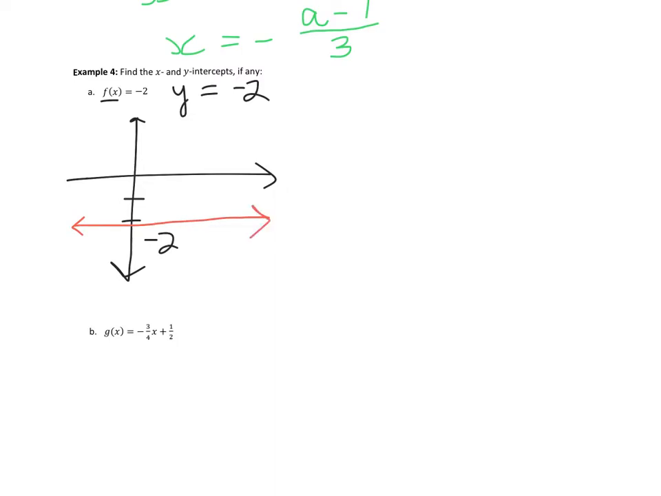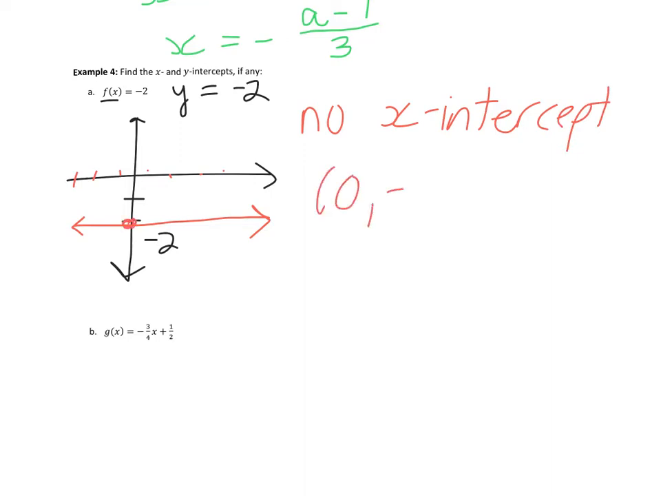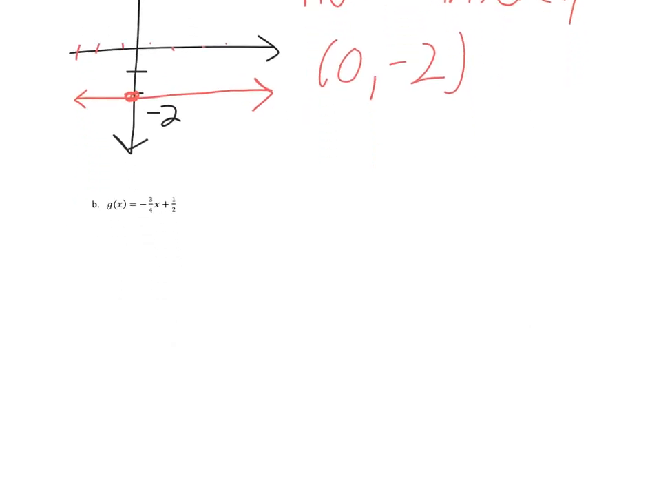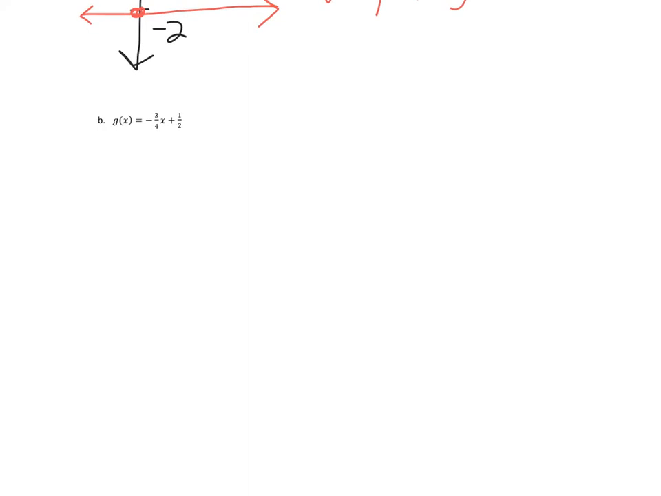And what's our x-intercept? No x-intercept. It never comes up here. So no x-intercept. What's the y-intercept? Yes, it's 0, -2. Okay, so that one's more of a conceptual problem. Let's look at one where we're actually doing some more calculations.